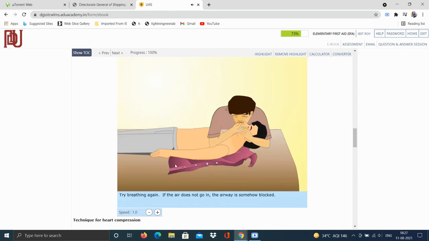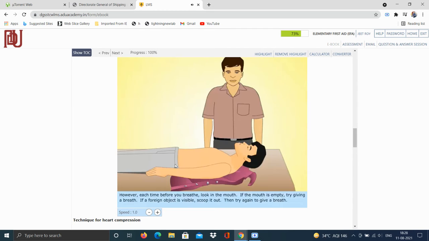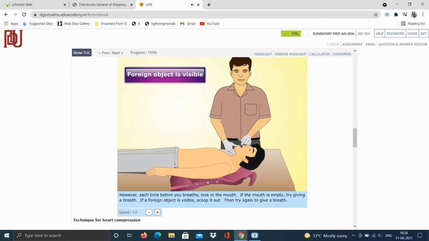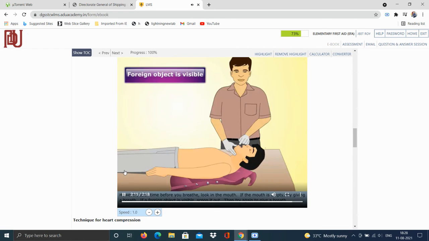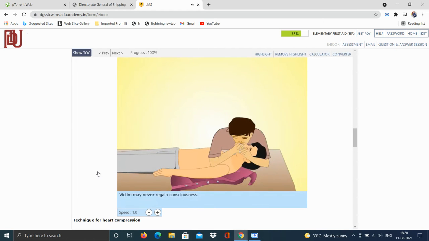Try breathing again. If the air does not go in, the airway is somehow blocked. Perform CPR. However, each time before you breathe, look in the mouth. If the mouth is empty, try giving a breath. If a foreign object is visible, scoop it out. Then try again to give a breath. Victim may never regain consciousness.